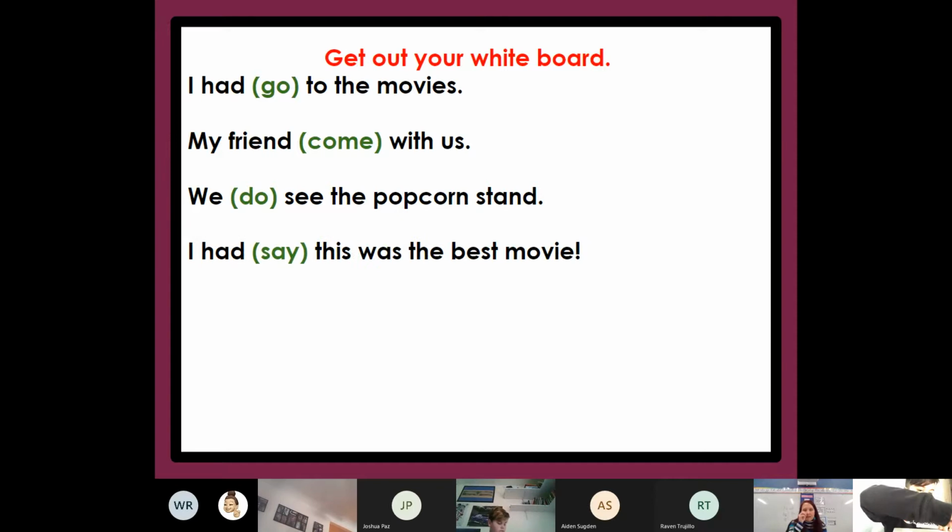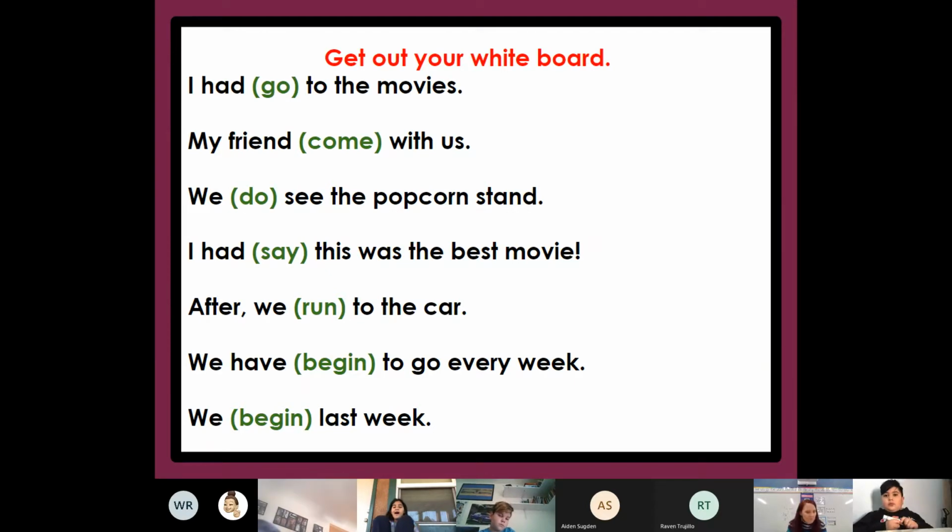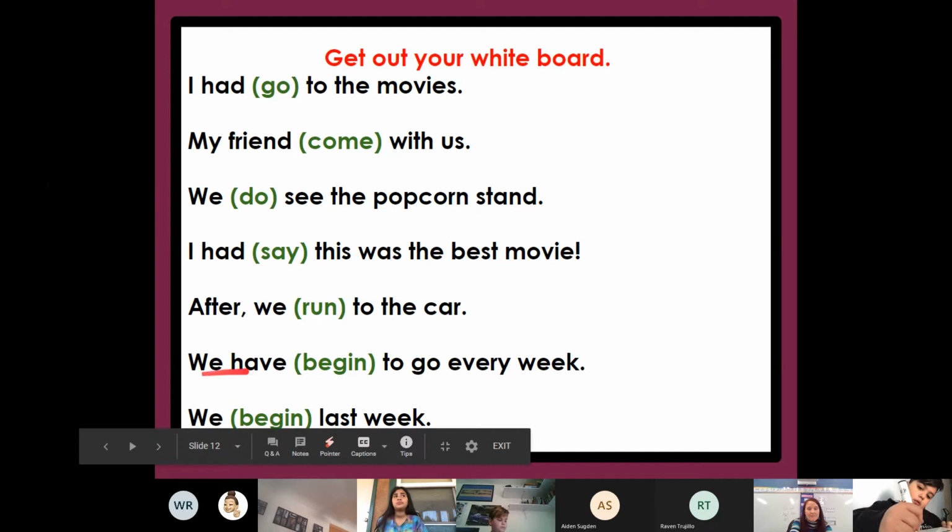All right, let's do one more. Actually, I'm going to go down to the last one, because the last one is not on your chart, and I want to talk about it. So look at the last one on this page. It says, we begin last week. The word begin is not on your chart. There's one past tense of the word begin, and it's began, B-E-G-A-N. That's the irregular past tense. But if you have a helping verb like the sentence before it where it says have, it would be have begun, begun.